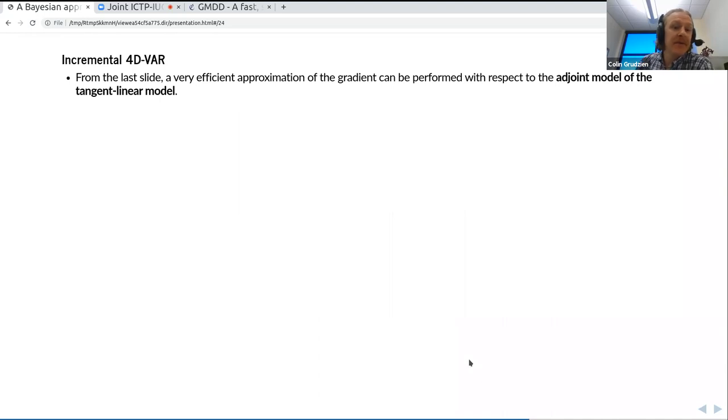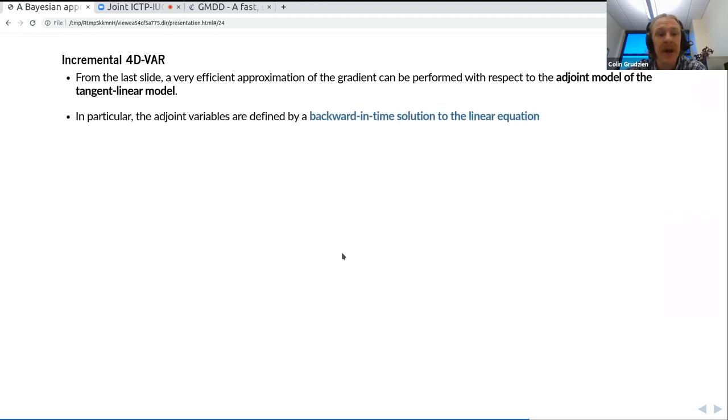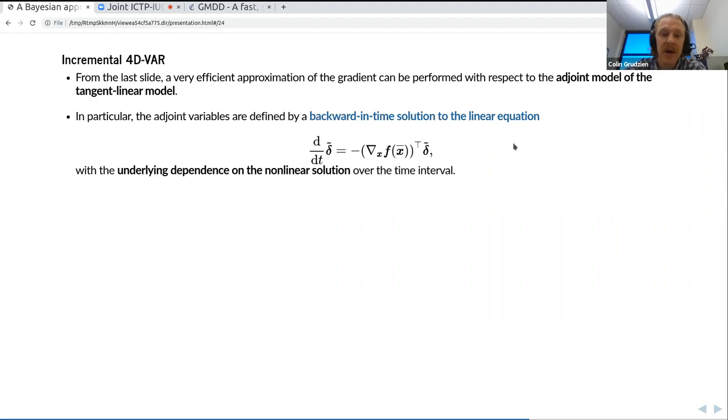From the last slide, a very efficient approximation of the gradient can be performed using the adjoint model, the tangent linear model. And that's the other side of this with the traditional 4D-Var approach. The adjoint approximation of the gradient is very, very powerful. It's extremely efficient. How this is defined, where we have these adjoint variables, is by a backwards in time solution to the linear equation, where we define delta tilde as the adjoint variables. In order to solve this adjoint approximation for the gradient, one has to take the minus Jacobian transpose to define the backwards in time linear evolution of the adjoint model, where this has the underlying dependence of the nonlinear solution over this interval.